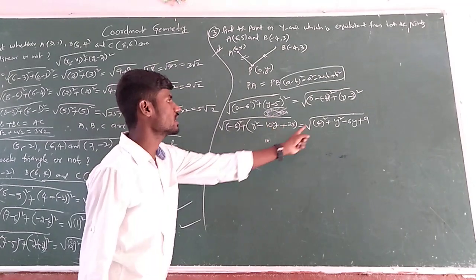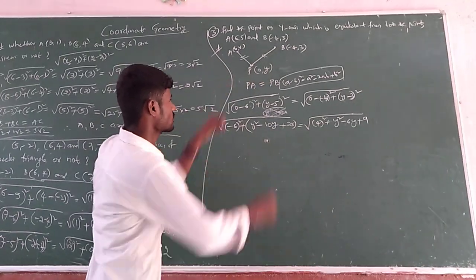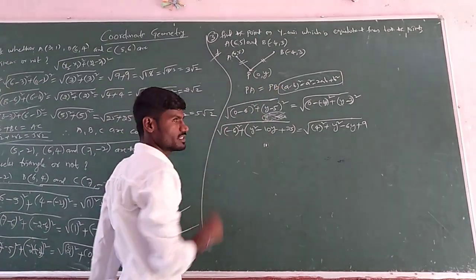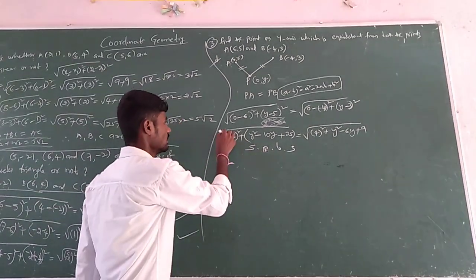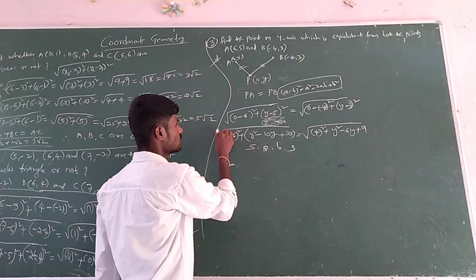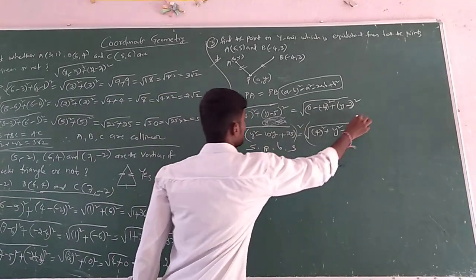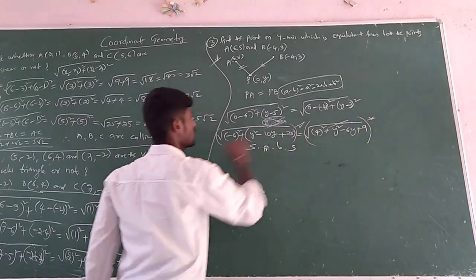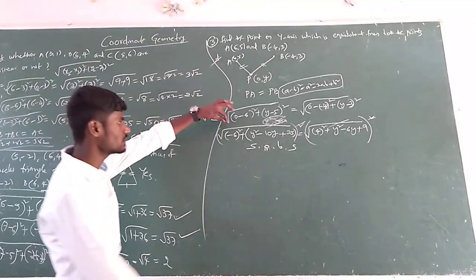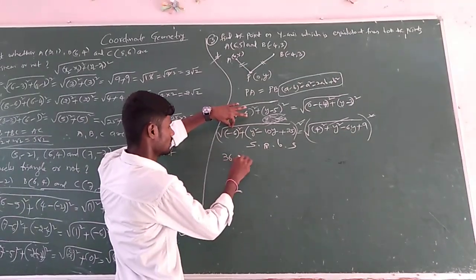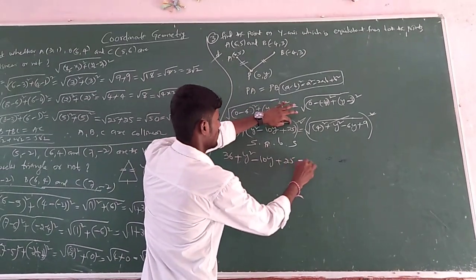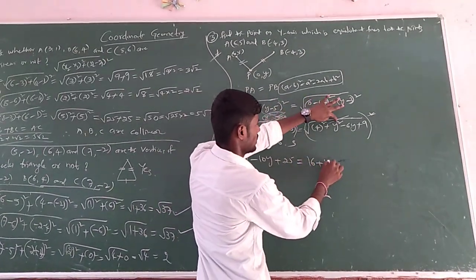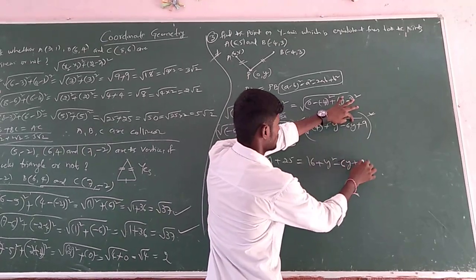So we are getting root on both sides. Here itself we can take squaring on both sides: PA square equals PB square. Do squaring on both sides. So what will we get? In the next step this root will be eliminated, square root eliminated. So what will we get as the result? 6 whole square is 36 plus y square minus 10y plus 25. And here 4 square is 16 plus y square minus 6y plus 9.